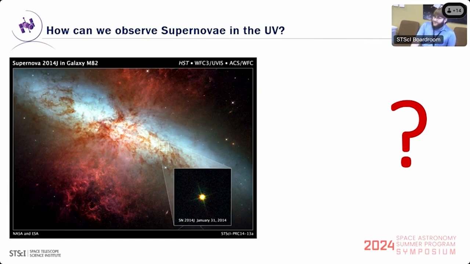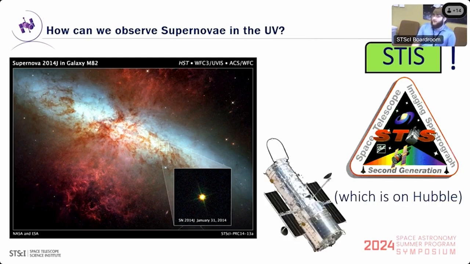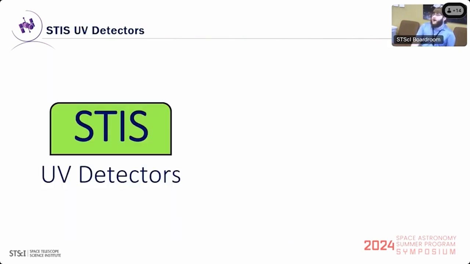And so a good choice is STIS, the Space Telescope Imaging Spectrograph, which was developed right here at Space Telescope and is currently on Hubble. It can see in both the optical and the UV, so it's a great choice, and that's what we're going to be using here. The thing about STIS is that its UV detectors are much more sensitive than the optical detectors, and they're much more easily blown out if they look at things that are too bright.